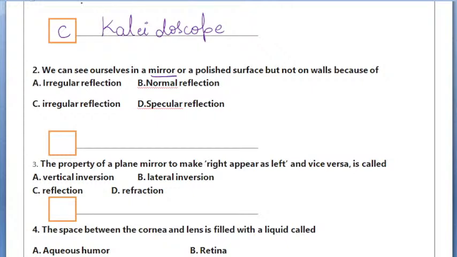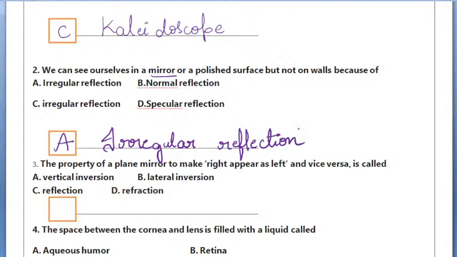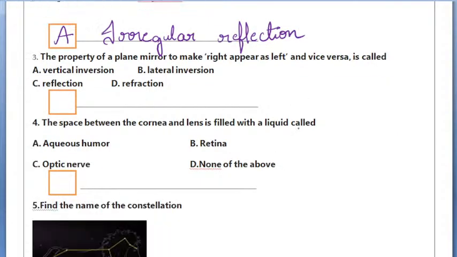The right answer here is option A, children. Option A, that is due to irregular reflection. Due to irregular reflection, you cannot see yourself on such a surface.